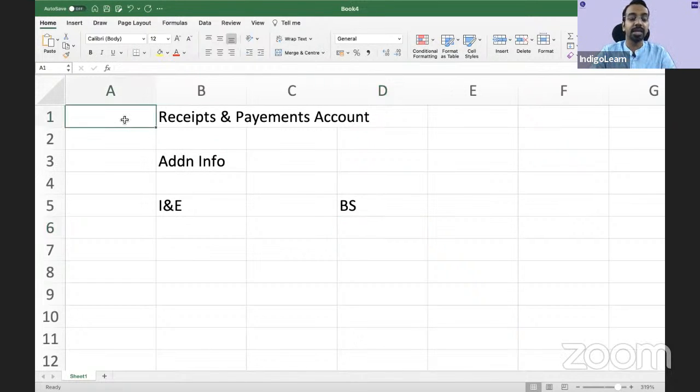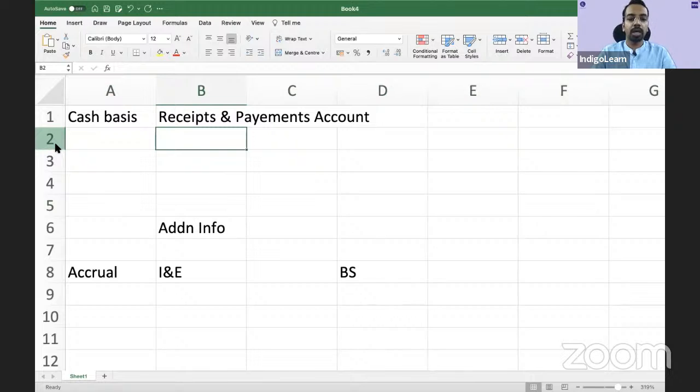So what is the difference? Receipts and payments account is on a cash basis. Income and expenditure account is on an accrual basis. So from the cash basis, we have to reach the accrual basis of accounting, and we have to solve the particular question. Okay.